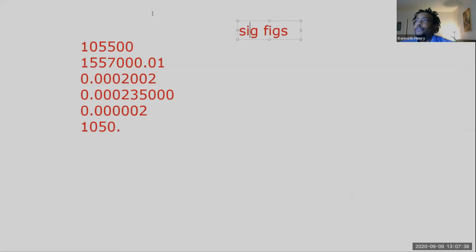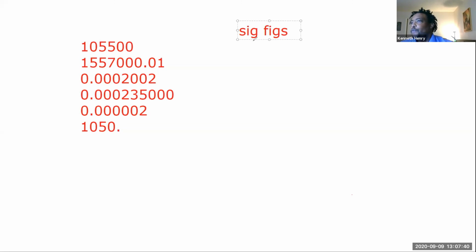Okay, so the correct answer is 4. So why is it just 4? Why isn't it 6? Because the two ending zeros are uncertain. We don't know exactly what those numbers are. That's right. Because we don't have a decimal there, these two zeros here are uncertain. So these are the only ones that are going to be significant. So these are called trailing zeros.